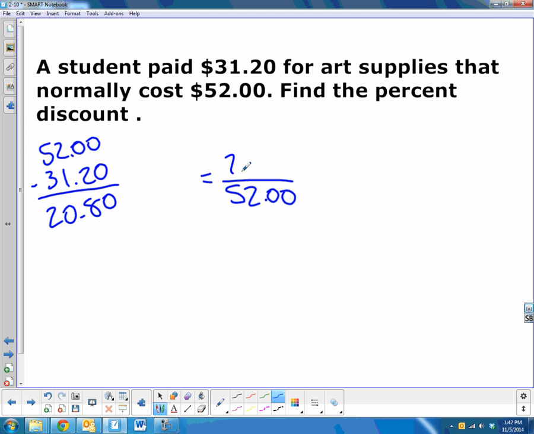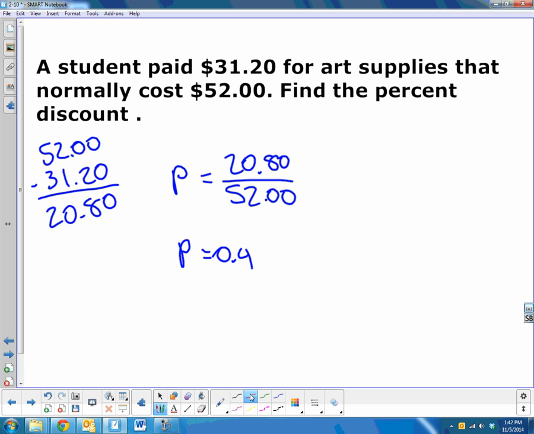So the amount of change, 20.80. And I want to know what that percent is. What's the percent discount? But we had to take that extra step and figure out how much did it change. Now I can just divide. I've got a nice little setup here. I'm going to take $20.80 divided by $52 and get that P equals 0.4.